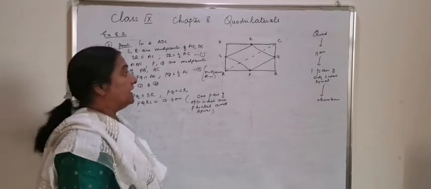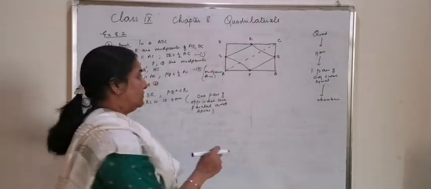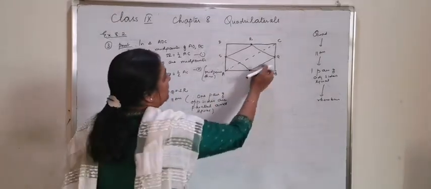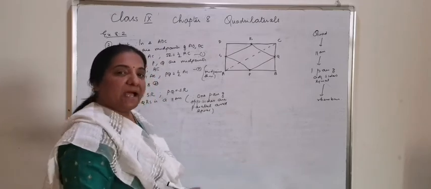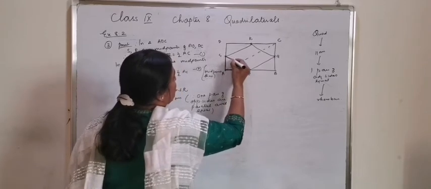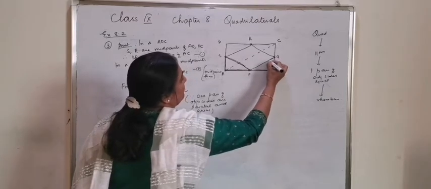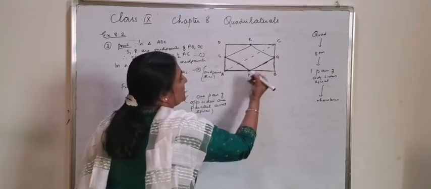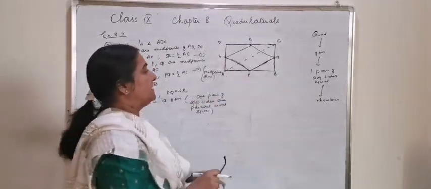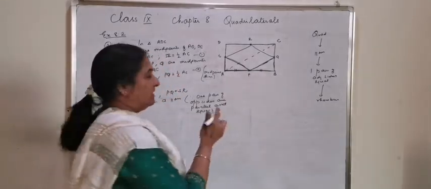Now we have to prove that any one pair of adjacent sides are equal. For that, we have to take any two triangles in which PQ and PS are forming the adjacent sides. Which are the two triangles? In triangles APS and BPQ, P is the midpoint of AB, therefore AP is equal to PB, which is already given here.